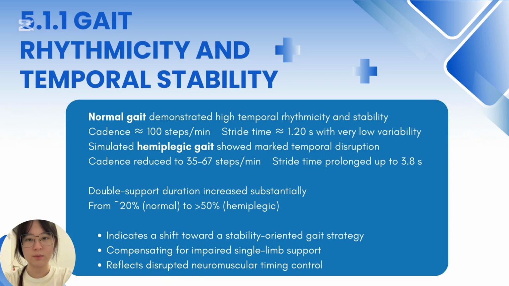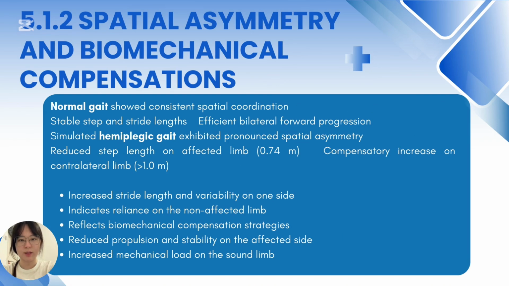Normal gait demonstrated consistent step and stride length, suggesting efficient bilateral coordination. However, simulated hemiplegic gait showed pronounced spatial asymmetry with reduced step length on one limb and a compensatory increase on the contralateral limb. Together with higher variability, this pattern indicates over-reliance on the non-affected limb to maintain forward progression.